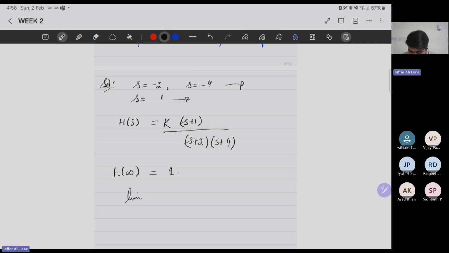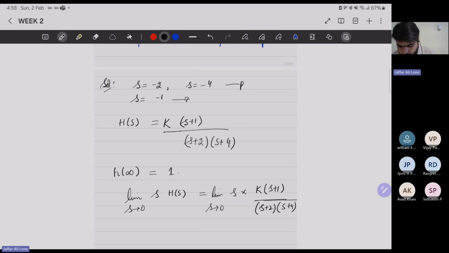So the final value theorem says limit s tends to 0, s of h of s, which is equal to limit s tends to 0, s into k of s plus 1 divided by s plus 2 into s plus 4. Correct?